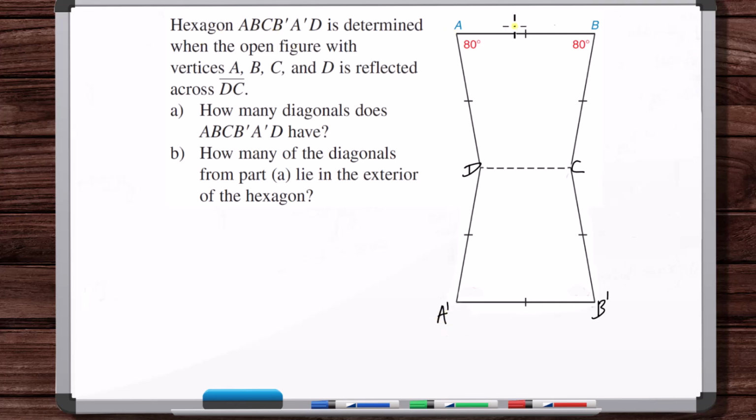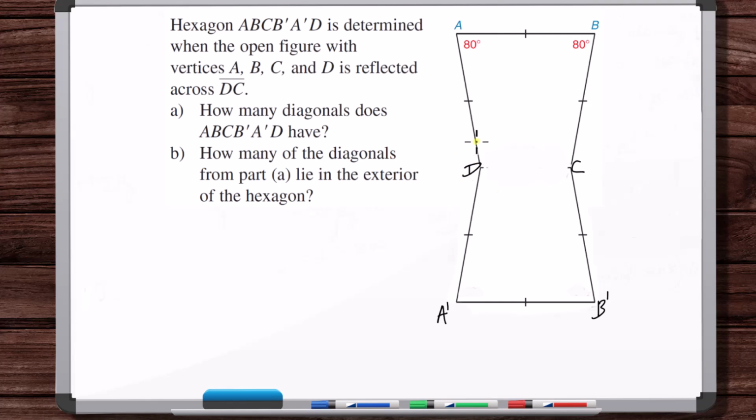So this hexagon A, B, C, B prime, A prime, D is created when you reflected the open figure, because it started open, and you get this new figure here. You reflected the open figure A, B, C, D about that dotted line DC. Okay, so now how many diagonals does this have? Well, we can use the formula for the number of diagonals of a polygon from the polygon section, because remember that formula applies to any kind of polygon.